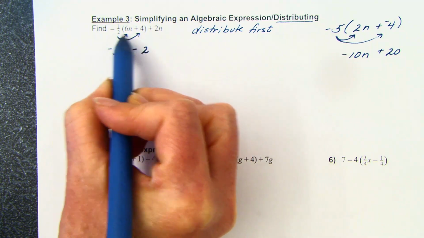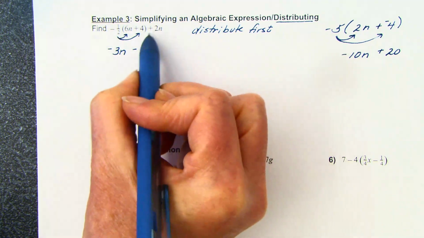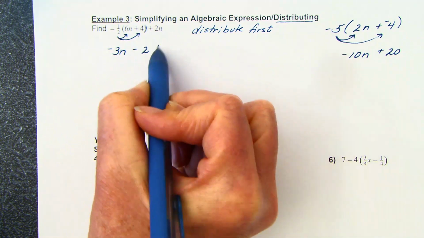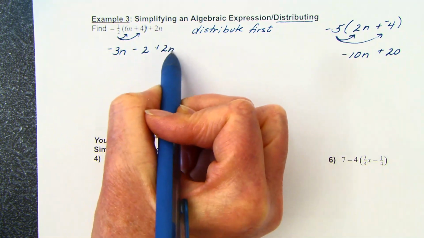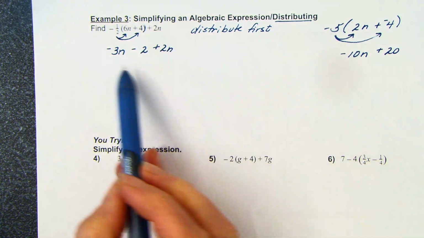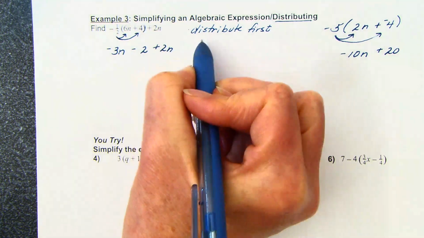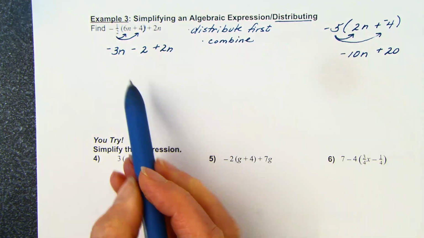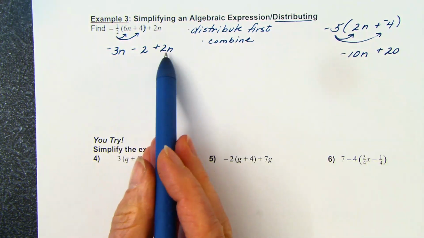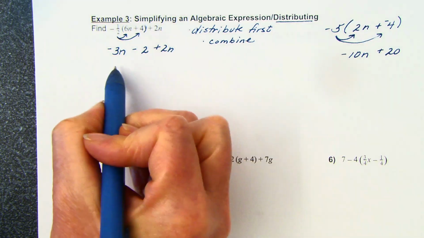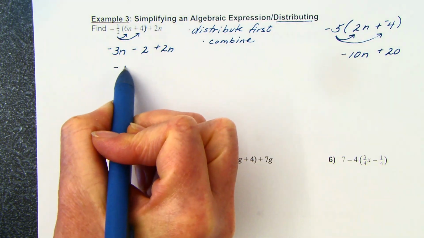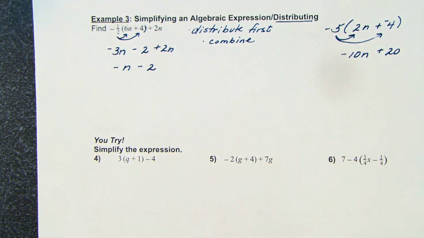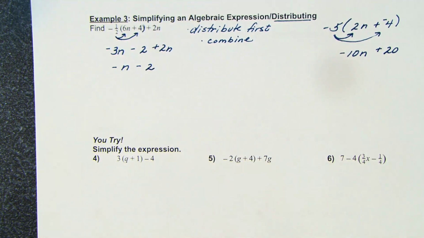Half of 6, 3, half of, okay, there's no variable there. Then I am not distributing to the 2n because it is not inside the parentheses. Okay, so bring down the 2n. And then I can combine my like terms. So distribute first and then combine. So negative 3n combines with 2n to make negative 1n minus 2. All right, so distribute first and then combine.